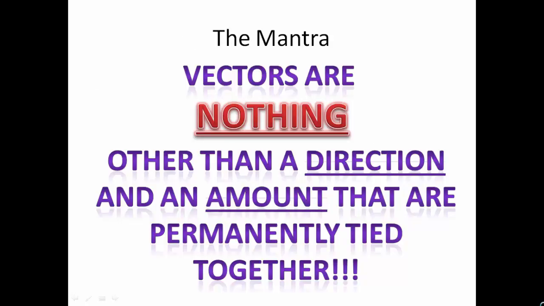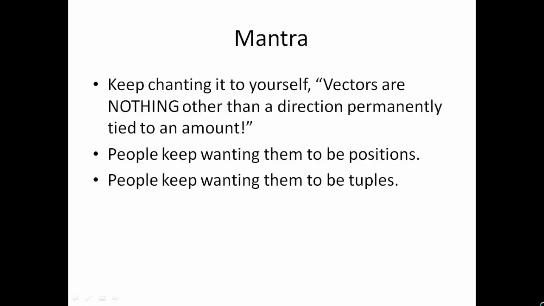So this is the vector mantra. You want to keep repeating this until it's burned into your brain. Vectors are nothing other than a direction and an amount that are permanently tied together. It's important to think of vectors as a direction and an amount, and anything that doesn't meet that definition is not a vector, because otherwise you're going to get really confused.